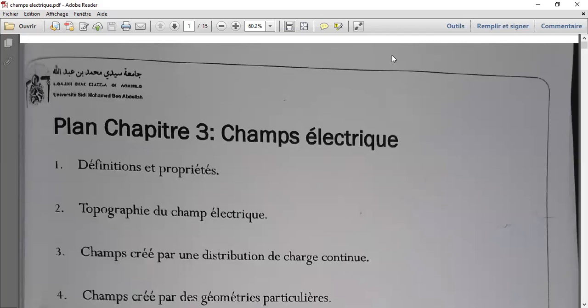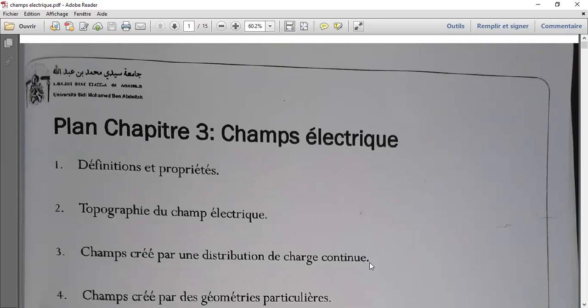So under Champ Electric, we're going to define definition and propriété. We're going to define what is champ electric, and also look at its properties. We're also going to look at the topography of champ electric. When I say topography, I mean how is it presented, how is it represented in diagram form. Then we're also going to look at champ créé par une distribution de charge continue.